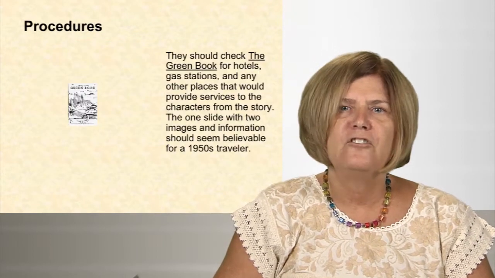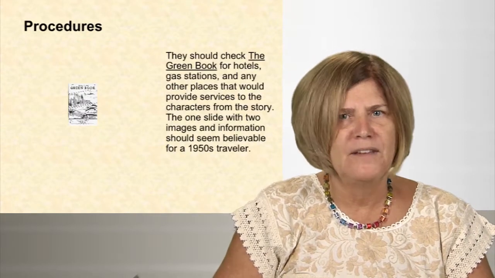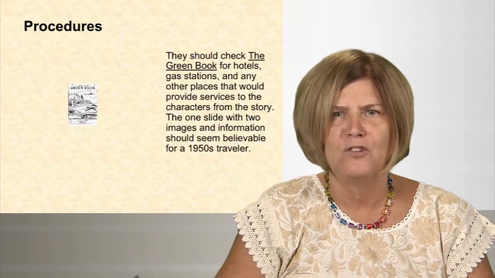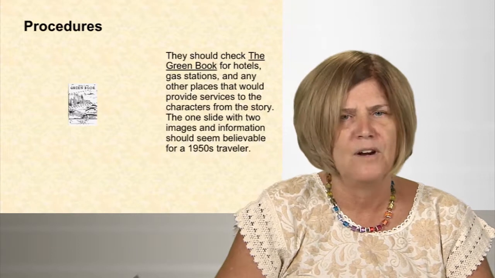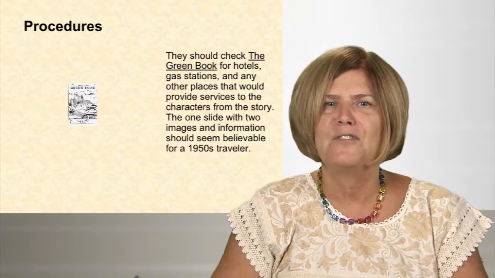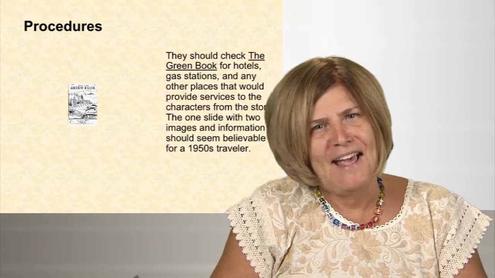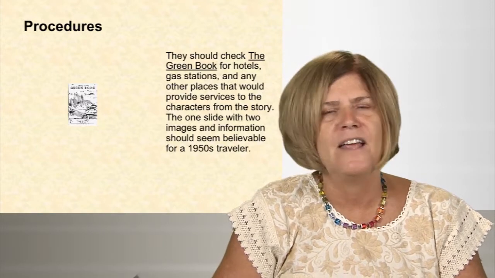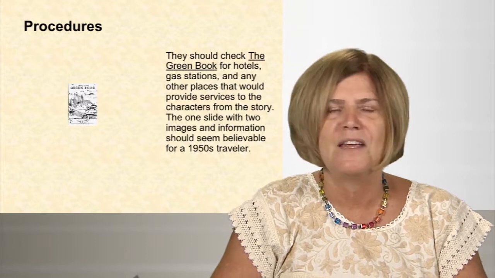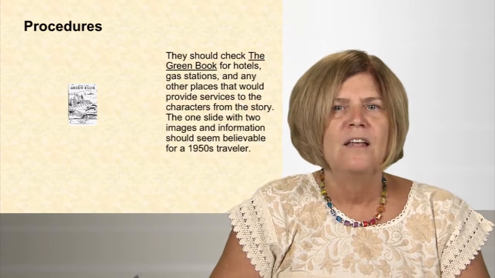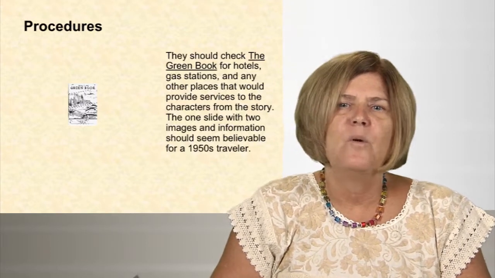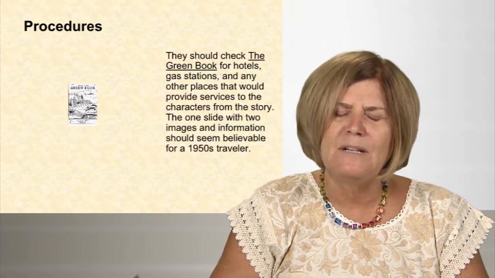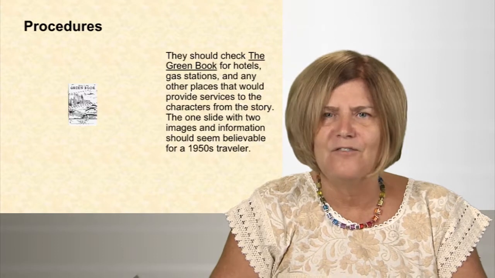So they should check the Green Book for hotels, gas stations, and any other places that would provide services to the characters from the story. And there you see a picture of the Green Book. It's much bigger than that, and it comes in different editions, but there is a website in South Carolina that has scanned the whole thing, so they're able to use that one. Now, the slide that they make will have 2 images, and the information that they write in there should be believable for a 1950s traveler.